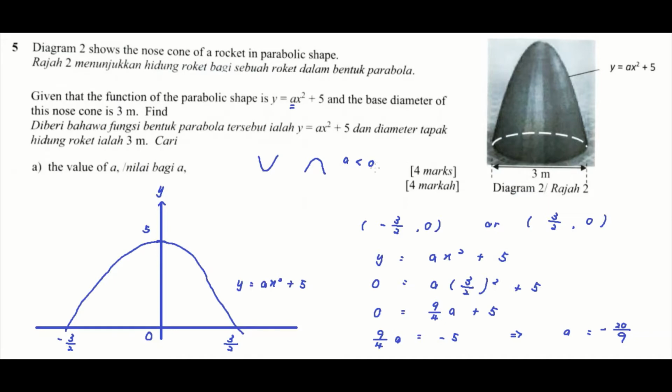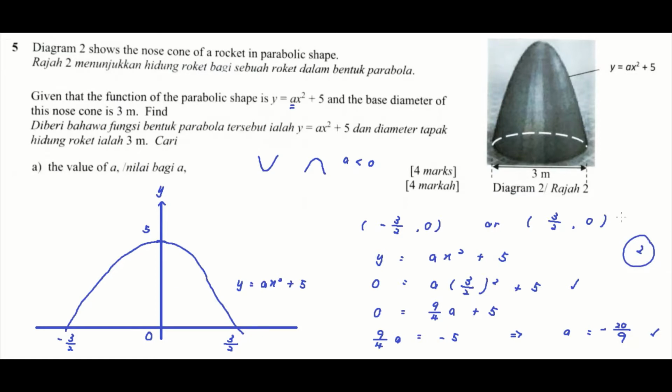In case you get a positive number, then you know that something is already wrong. For this question, it's going to be 2 marks; the 4 marks is for the full question. For this part, you will have 1 mark if you notice the coordinate that you can use here, by identifying 3 over 2, 0 or negative 3 over 2, 0, then substituting into the equation. Then your last answer gets 1 mark, so 2 marks here.